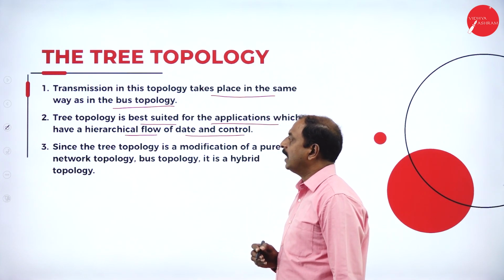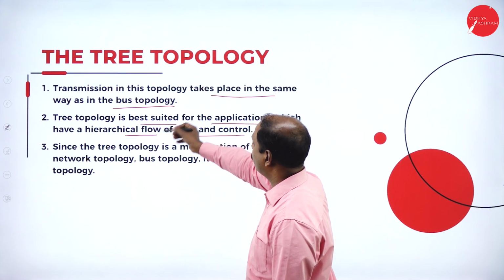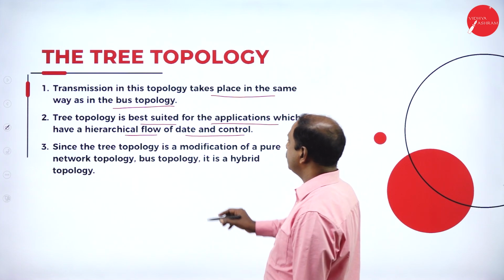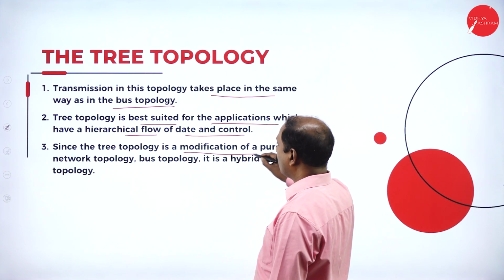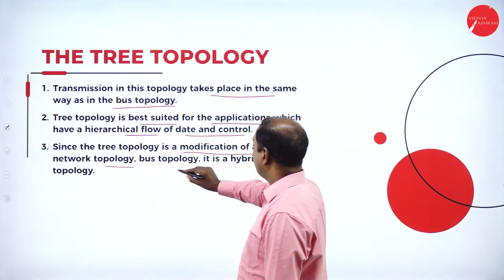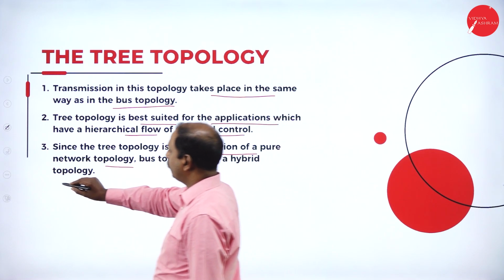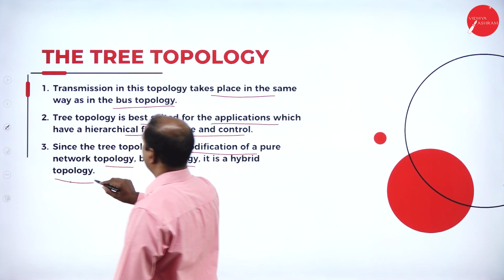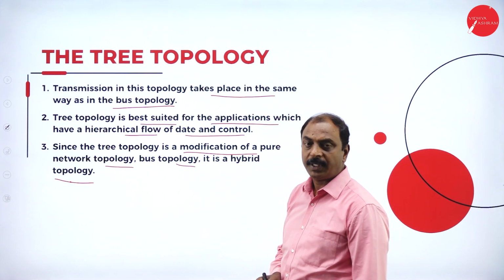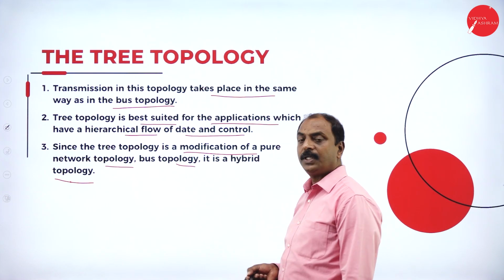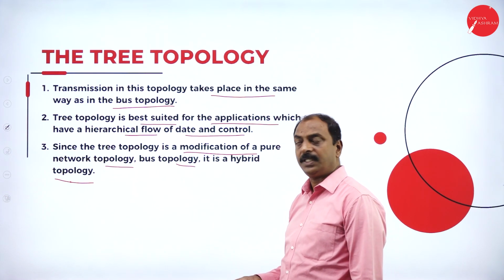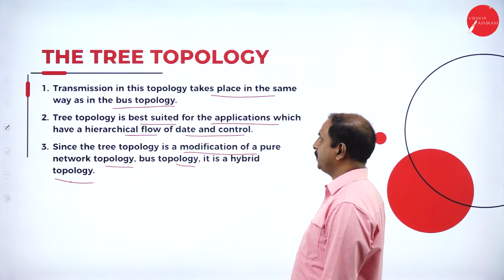So here, it is suitable for hierarchical flow of data. Since it is a modification of pure network topology, bus topology, it is a hybrid topology. So tree topology is also called a hybrid topology because it is a combination of one or more topologies. So this is tree topology.